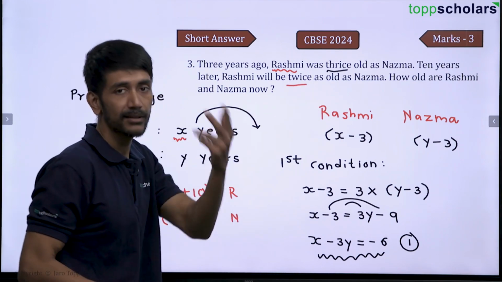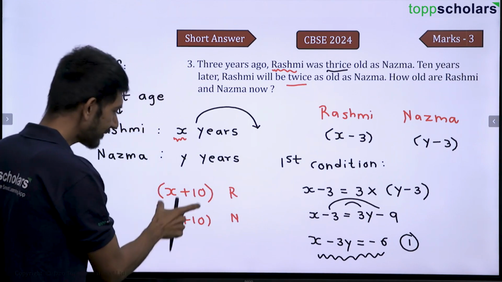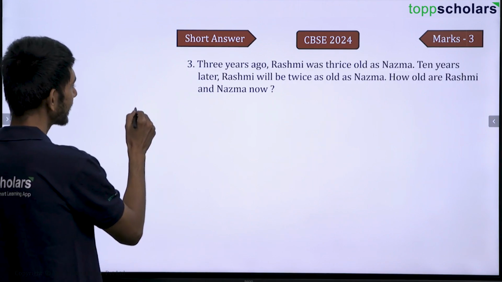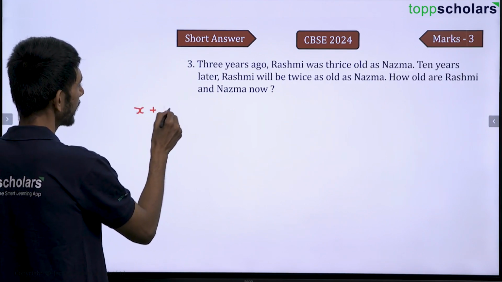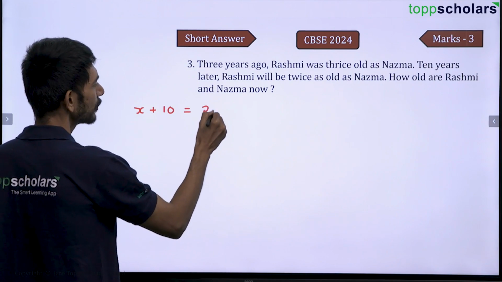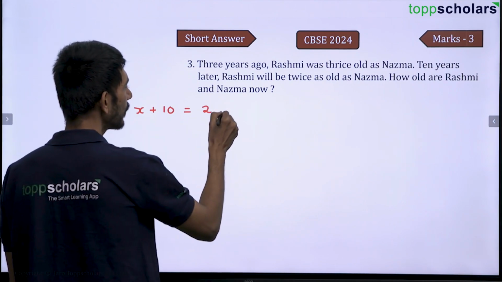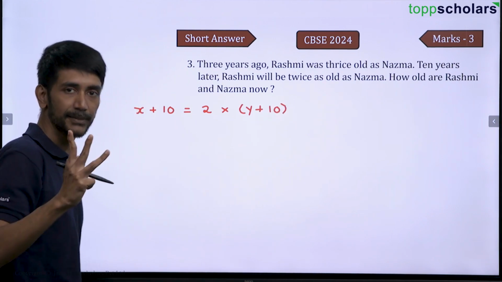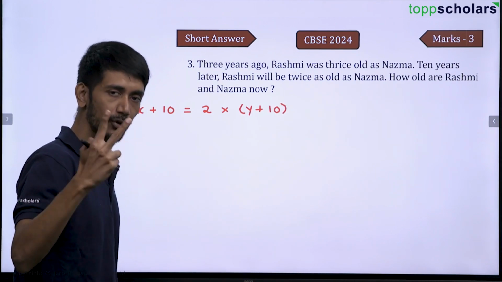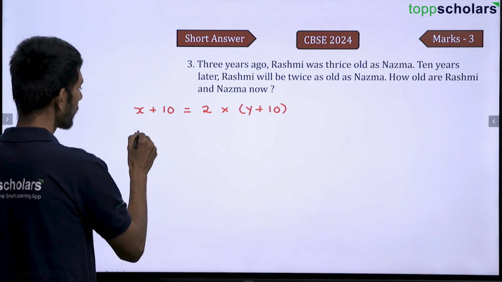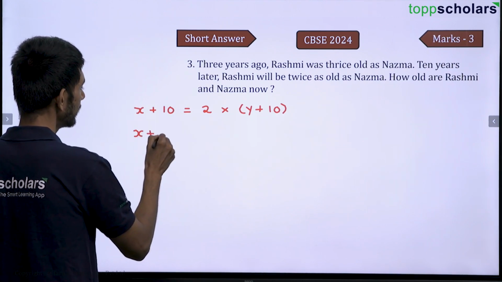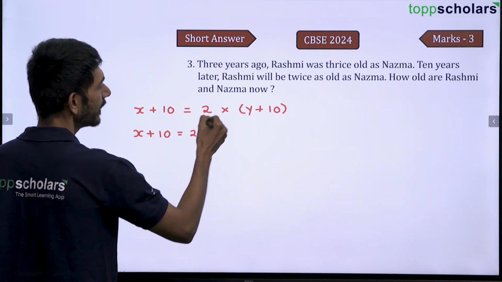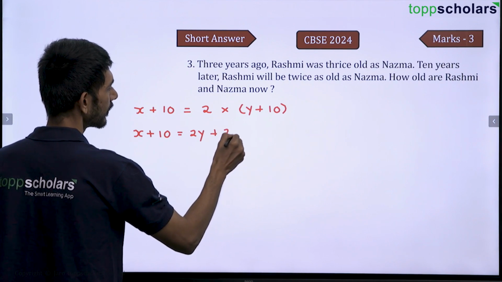Now what they're saying is, this is Rashmi's age, this is Nazma's age, after 10 years of course. Rashmi will be twice means double. So can I say x plus 10 is double of y plus 10? So I'll get x plus 10 is equal to, double means 2, right? 2 into y plus 10. Thrice means 3 times. Double means or twice means 2 times. Now solve this. I get x plus 10 is equal to 2y. 2 into y is 2y. 2 into 10 is 20.